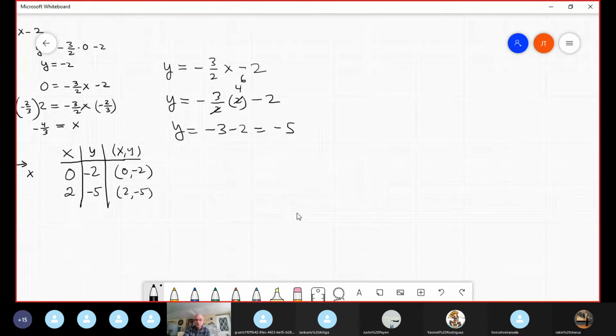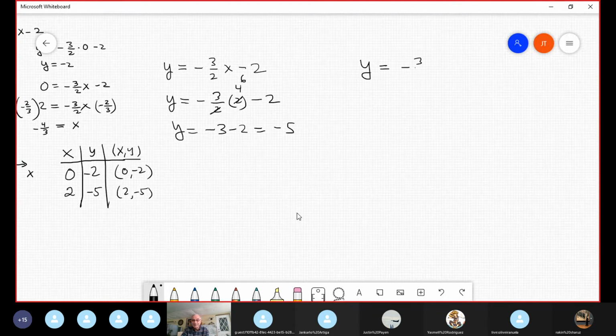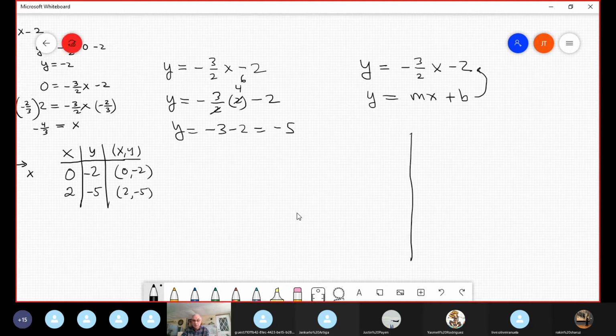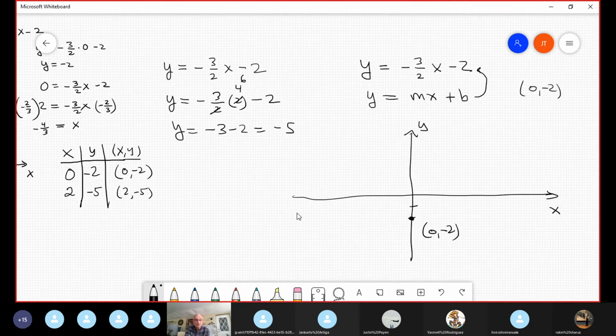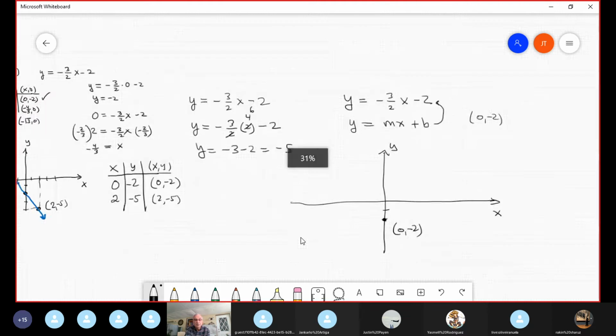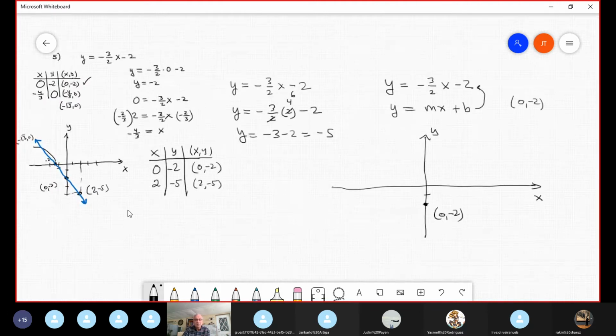Everything is okay. Now, let's do it another way, okay? Using run and rise. I compare with mx plus b. It's obvious that b is negative 2. Therefore, the y-intercept, which is the point in which the line crosses the y-axis, is the point 0, negative 2. Negative 1, negative 2. 0, negative 2. No surprise. We did it before. Look at that point.